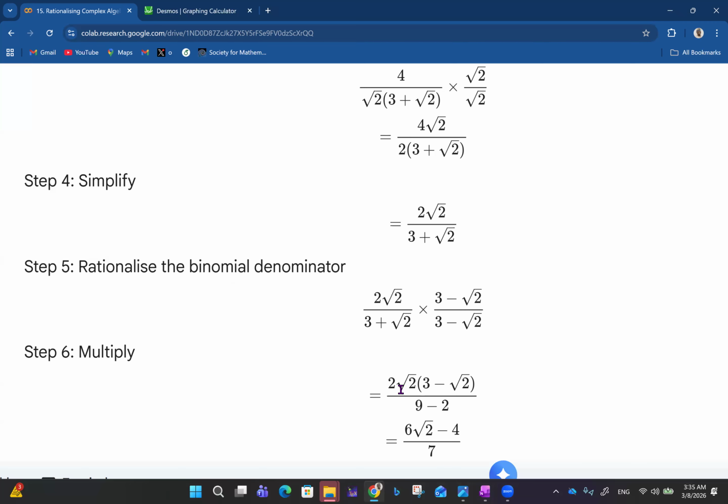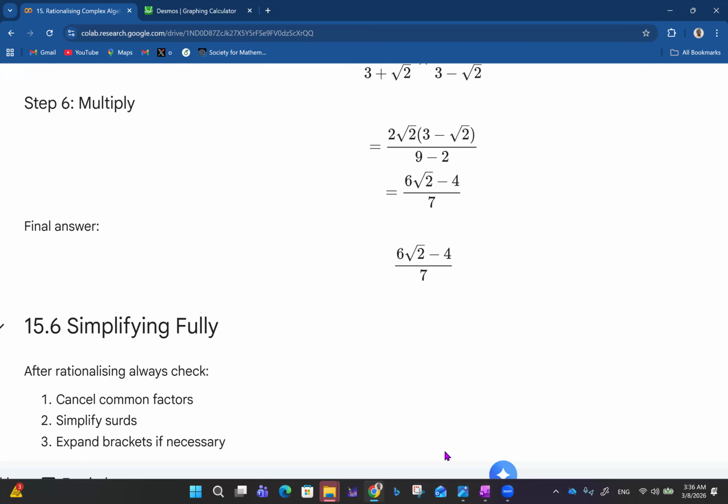So for the numerator now, you have 2 root 2 times 3, that's 6 root 2. Then 2 root 2 times root 2, that's 2 root 4, which is 2 times 2, 4. So you have 6 root 2 minus 4 all over 7. And that is the final answer there.